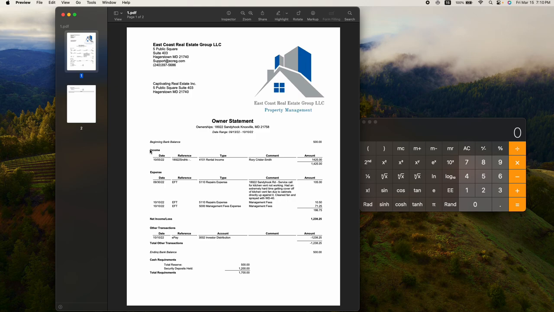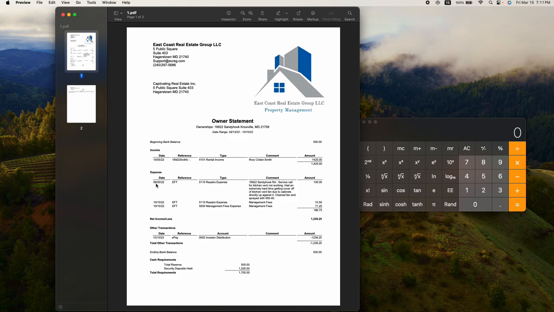So, anyways, this is your income section. This is the date it was paid. Reference numbers, usually the property address, what type of income it was. If you were getting reimbursed for, say, a water bill, it would say water utility. You'd have a second line there. Comments, usually the resident's name. That way, if you have multiple residents, you know which one has paid. The dollar amount. Next is expenses.